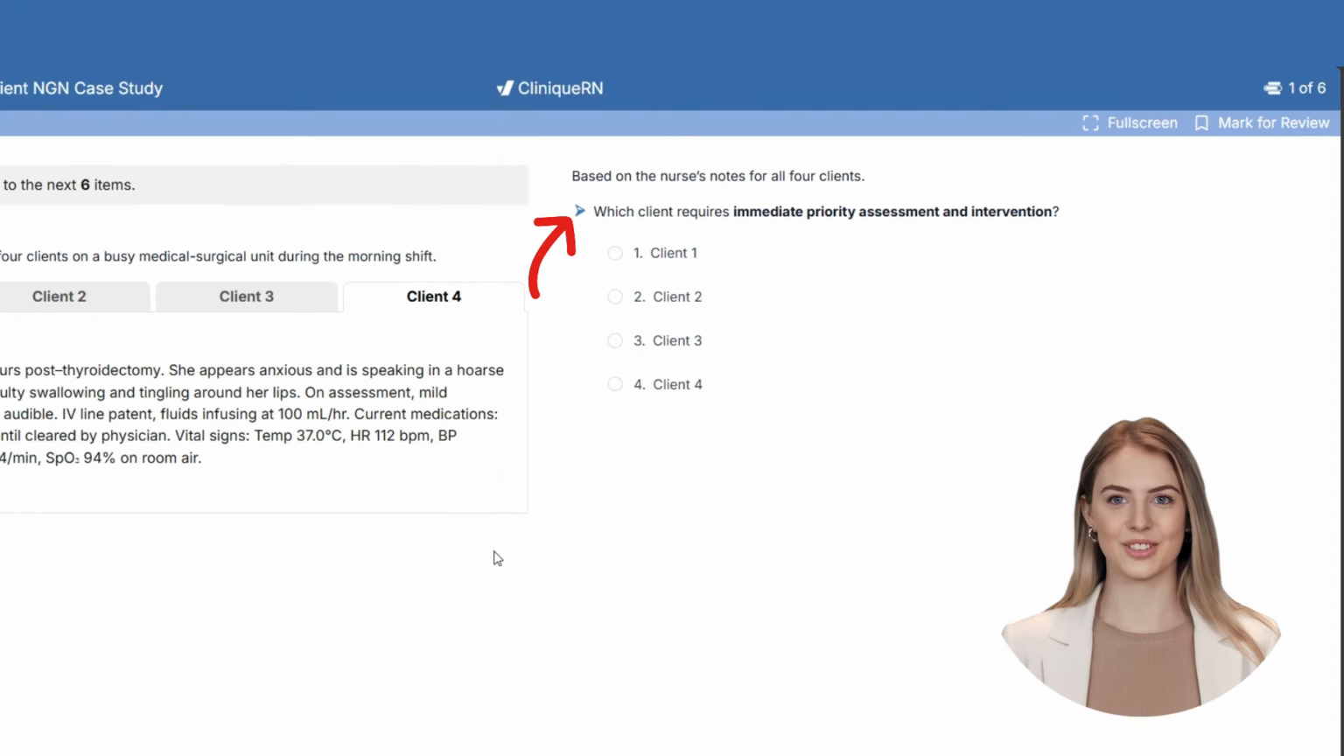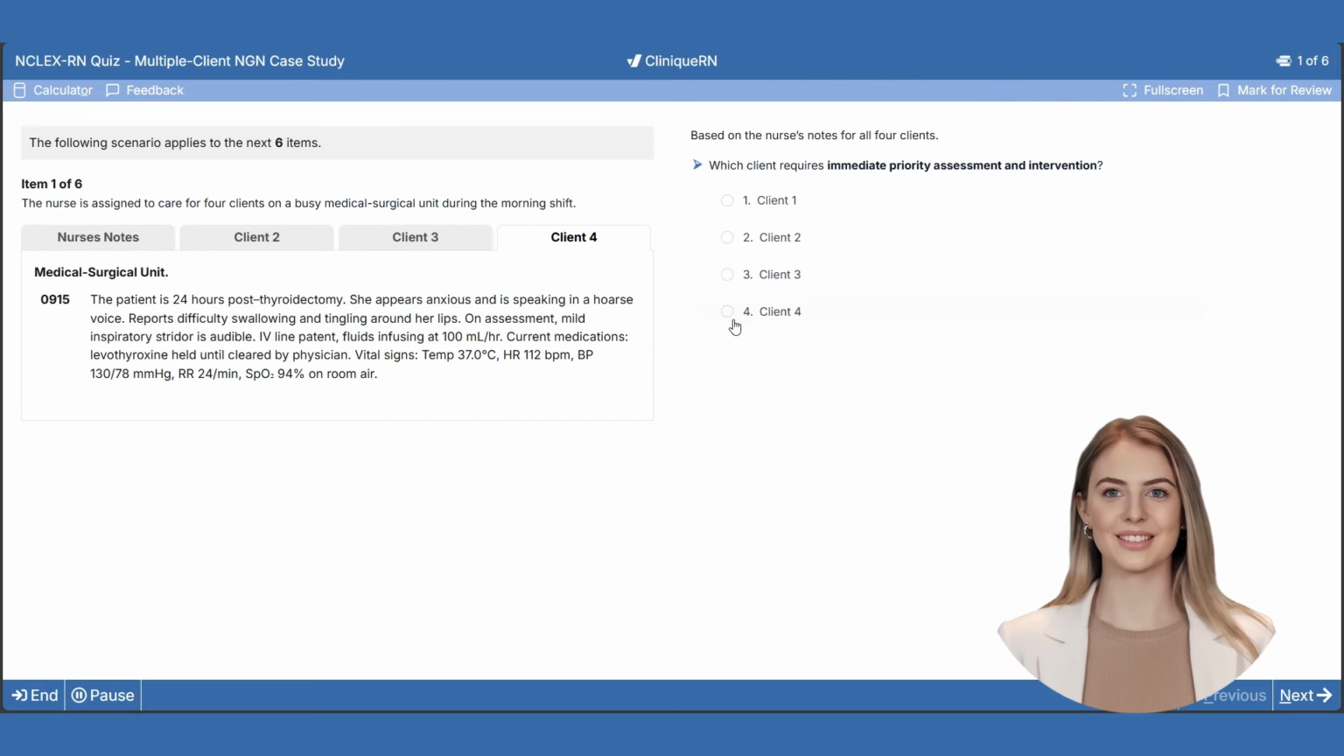So now the question. Based on the nurse's notes for all 4 clients, which client requires immediate priority assessment and intervention? Client 1, Client 2, Client 3, or Client 4? The correct option is Client 4. Let's look at the rationale for each of the options.